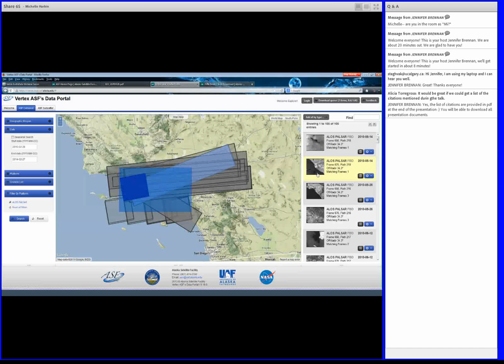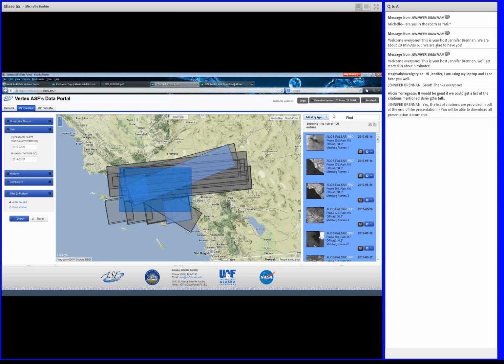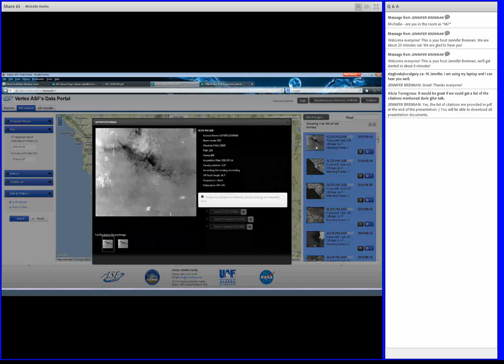If I was interested in just having all the browse images to look through to see what scene might be best for me, you can use this Add All by Type and select Browse Image, and that will add all the items in your list to your download queue so that you could download just the browse images. If I click on one of these, again, you can see it brings up the same information. And now, instead of those green bars that I had for UAVSAR, it does let me know that this is restricted, and I do need to log in and have a proposal available to download any of this data. But again, anyone can search.